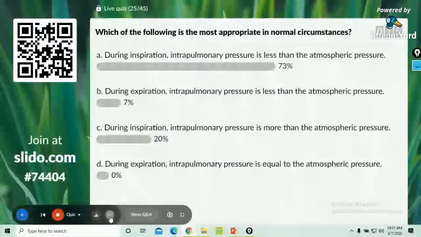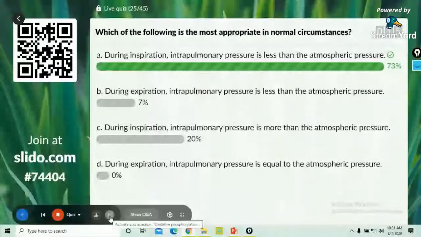Yes, 73 voted for the correct answer for the question. So during inspiration, the intrapulmonary pressure will be less. That is, the partial pressure of oxygen outside the body, in the surrounding, will be higher than inside the body, as the air will get pushed from outside to inside.